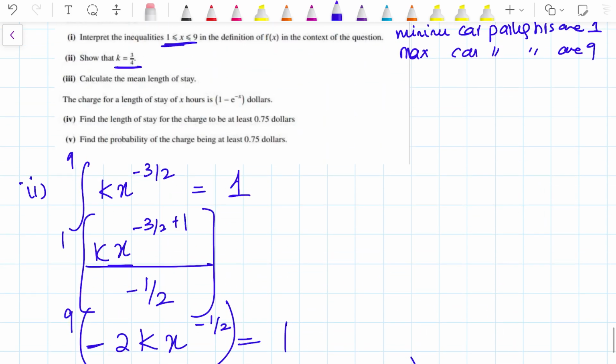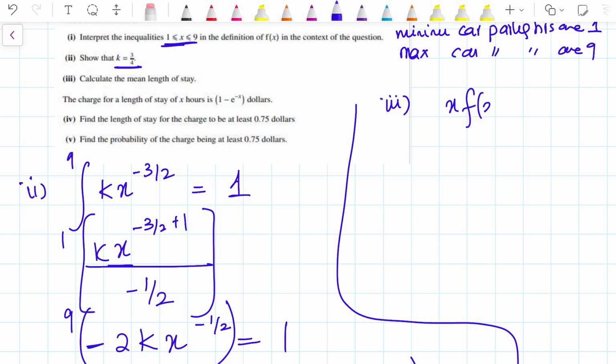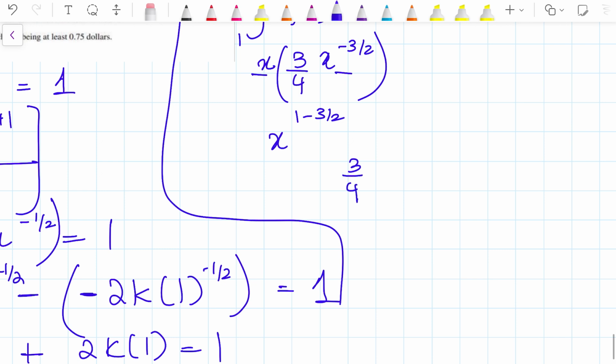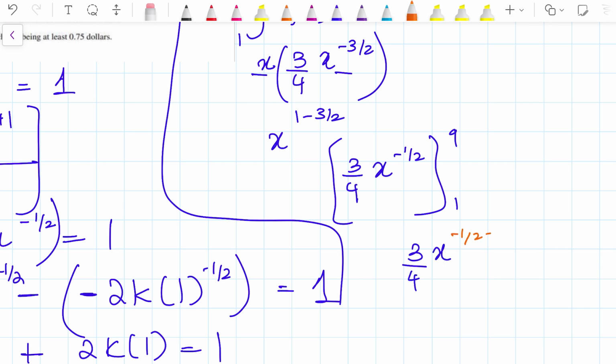Now the third part of the question. The third part says find the mean. So mean is x f of x with the full limit. Now what is x f of x? f of x is 3 upon 4 x to the power minus 3 upon 2. 1 plus same basis, powers will add. So it becomes 3 upon 4 x to the power minus half. Integrated with the full limit. Plus 1 to the power divided by new power. 6 upon 4 x power half, 9, 1 equals the mean.